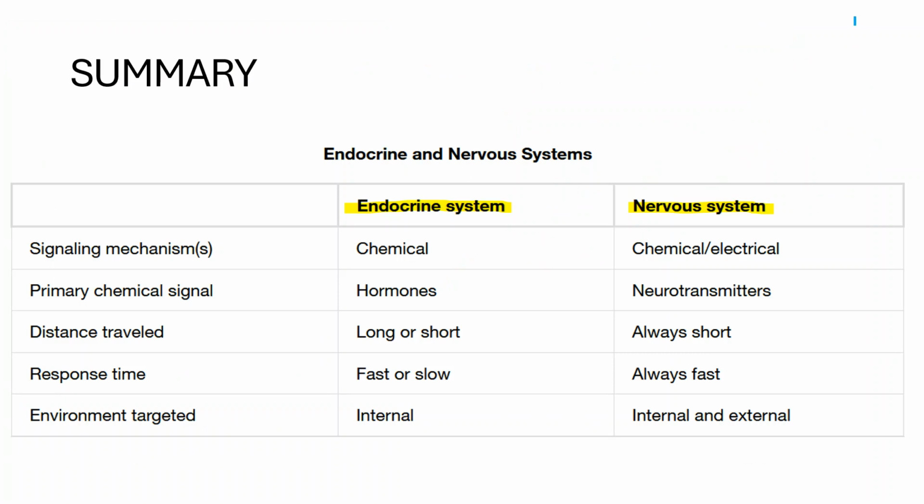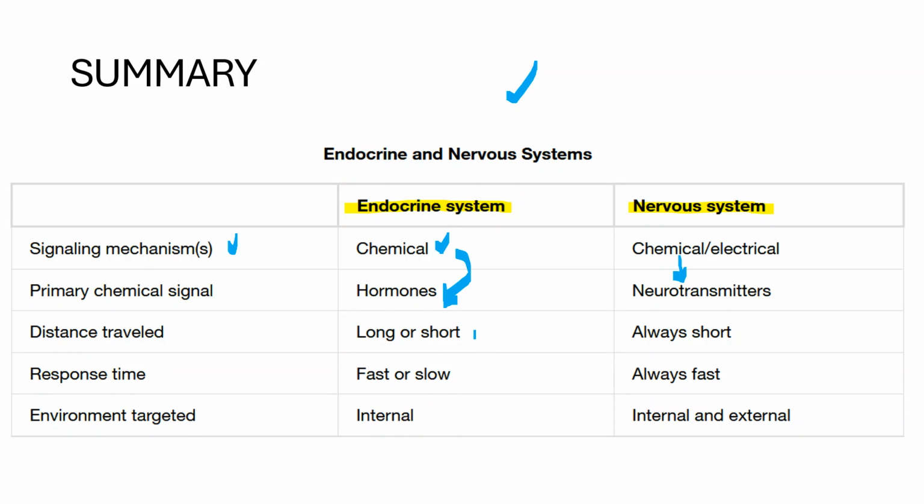This is a summary slide. This pretty much summarizes everything we just talked about. So your signaling mechanisms for the endocrine system, remember that was strictly chemical, that was hormones, whereas the signaling mechanisms for the nervous system are electrical and chemical. The chemical are the neurotransmitters. The electrical were action potentials.